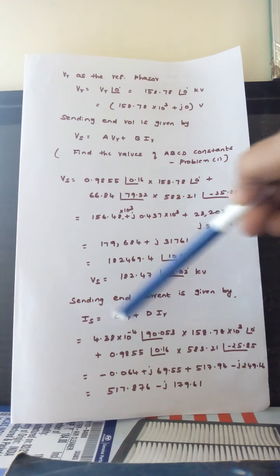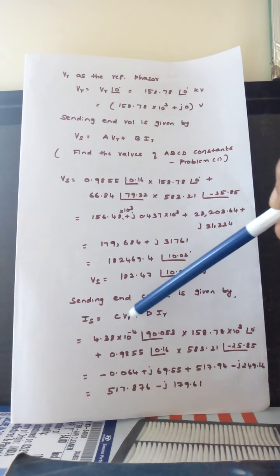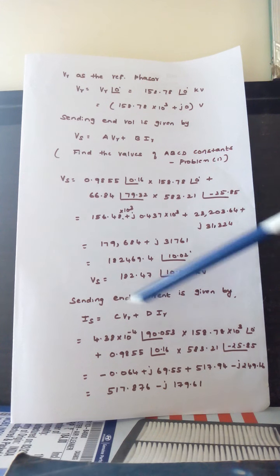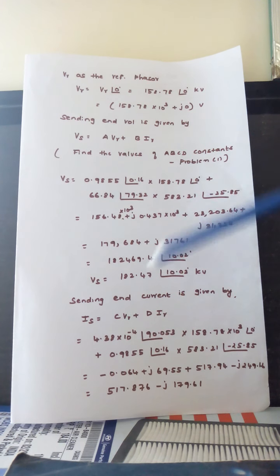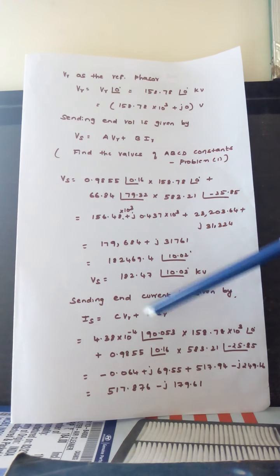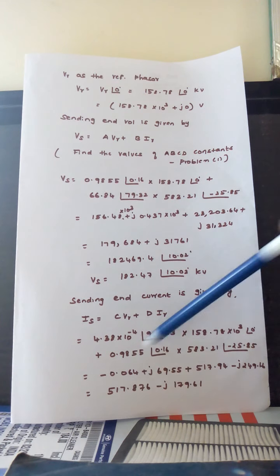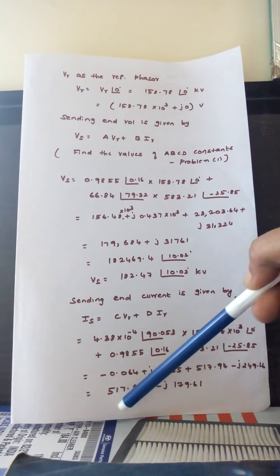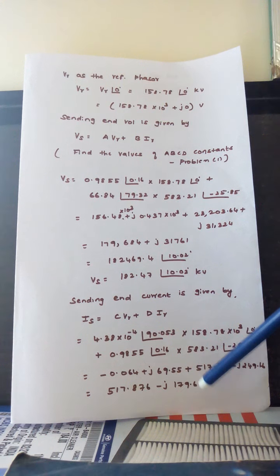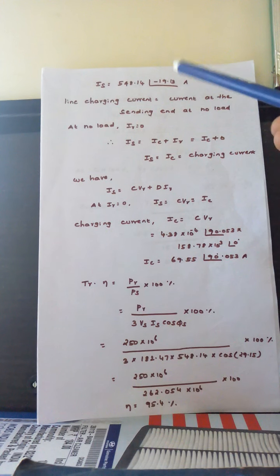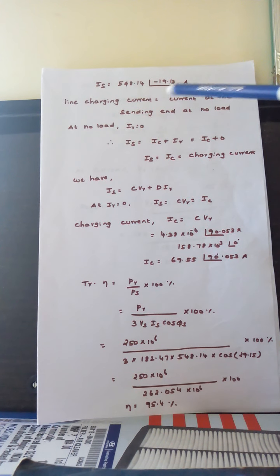So next, the sending end current, that is IS equal to C into VR plus D into IR. The C and D are also taken from the first problem constants, and VR, IR we know. If you substitute here we are getting IS equal to 517.876 minus j179.61. So IS is 548.14 at an angle minus 19.13 amps.